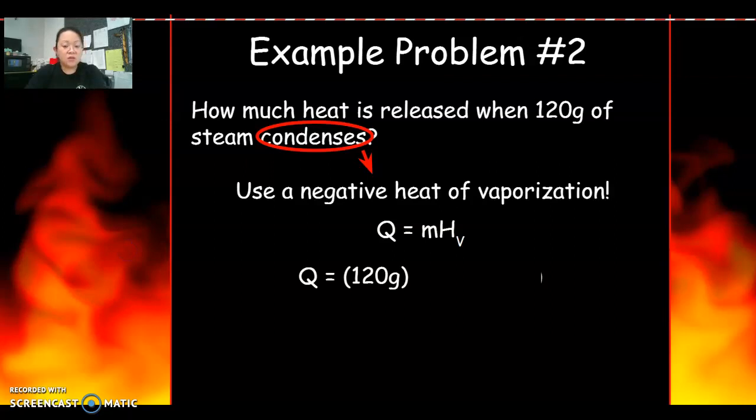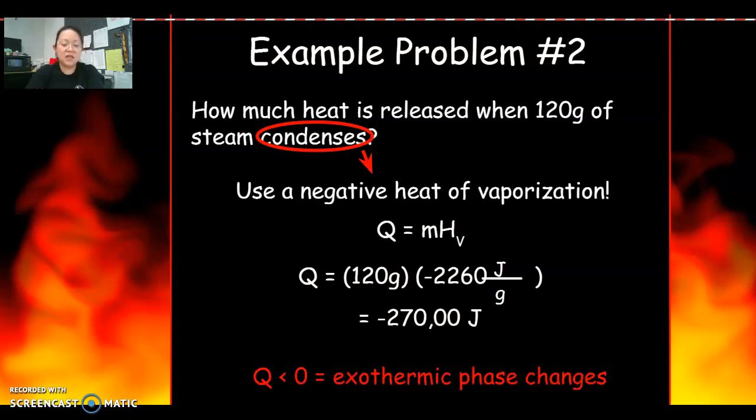So taking our 120 grams and the heat of vaporization for steam is negative 2,260 joules per gram. Gram still cancels, leaving us with joules. And then when we multiply these two numbers together, we get 270,000 joules, negative 270,000 joules. And that means that since the negative is there, heat is being released, also called being exothermic.